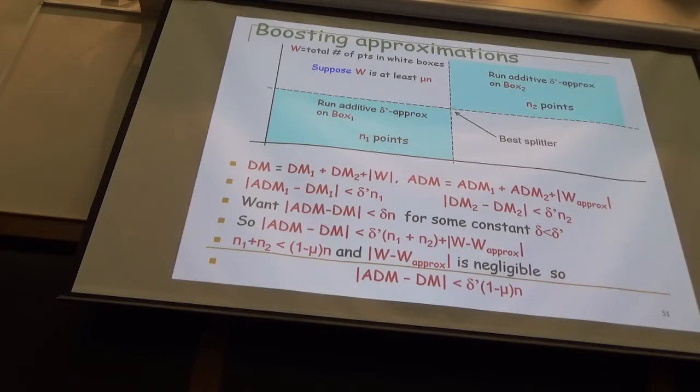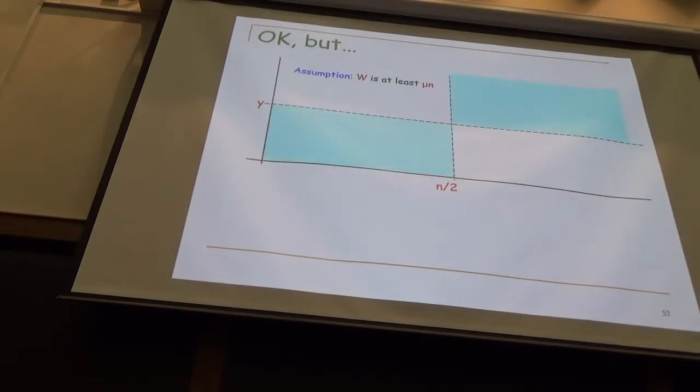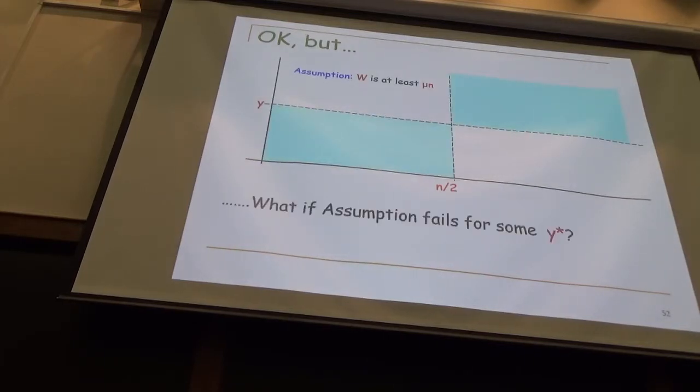So ADM minus DM is less than delta prime times (1 minus mu). Okay, and that is what we call delta. That's actually strictly less than delta prime. But that's under this assumption that W is at least mu n. So we have that assumption. What if the assumption fails?